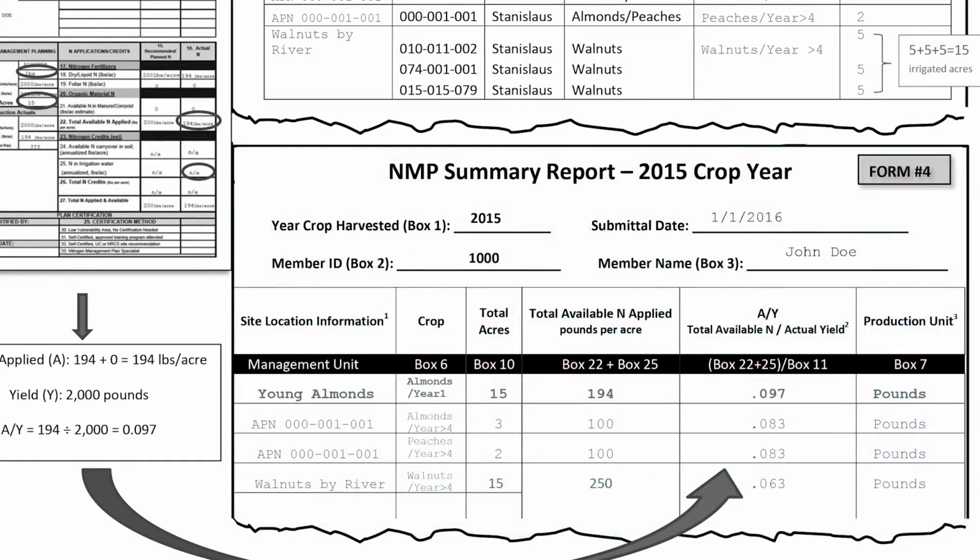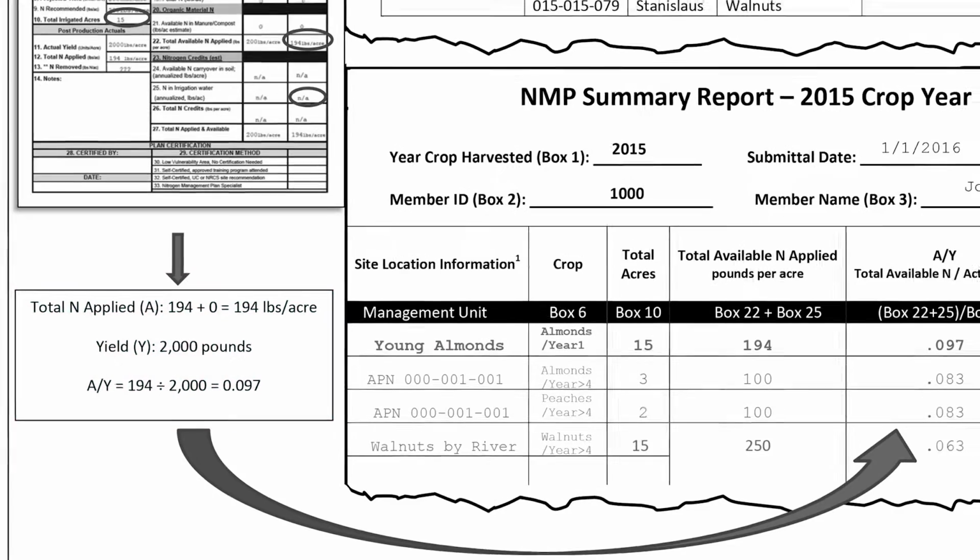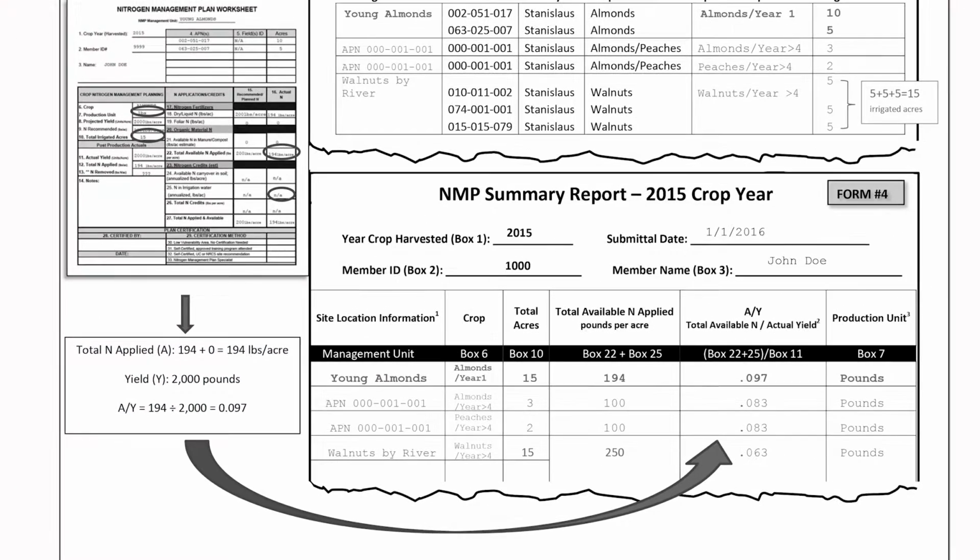The example also shows how to calculate A over Y and what numbers should be used to determine the total amount of nitrogen applied.